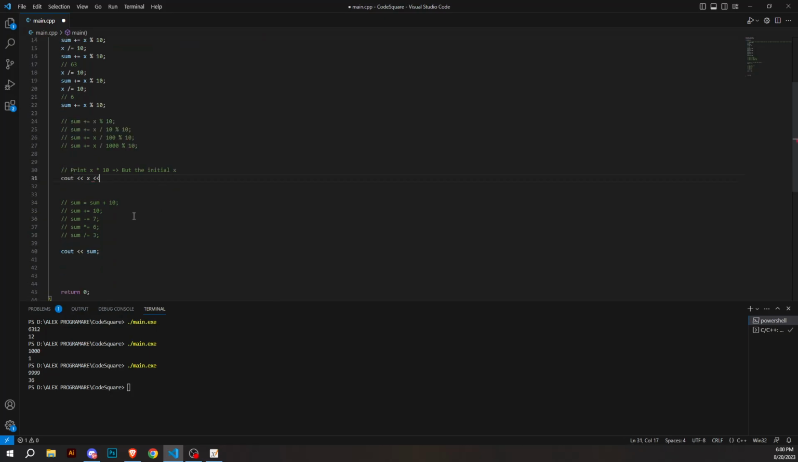So actually, let's do something even funnier. X has the sum of its digits, and then sum. Okay, so we actually printed the message, and let's see what this does. Now we have 6215. It says that 6 has the sum of its digits 14. And that's simply not right, okay? Why? Well, the 14 is actually the sum of 6215, but 6 is not the initial x. Why? Because it was modified.